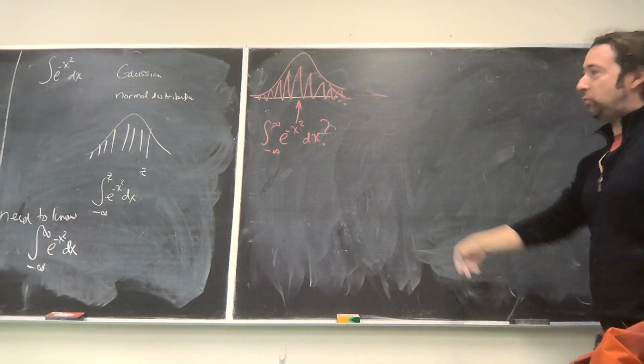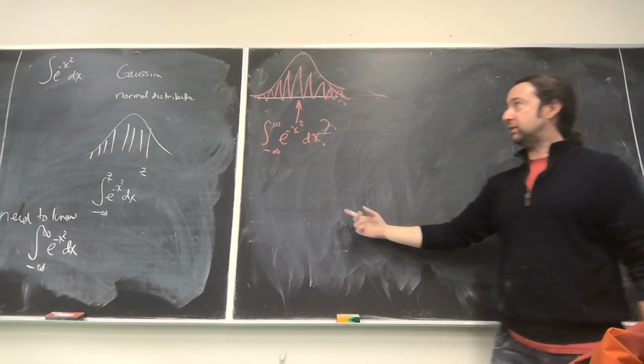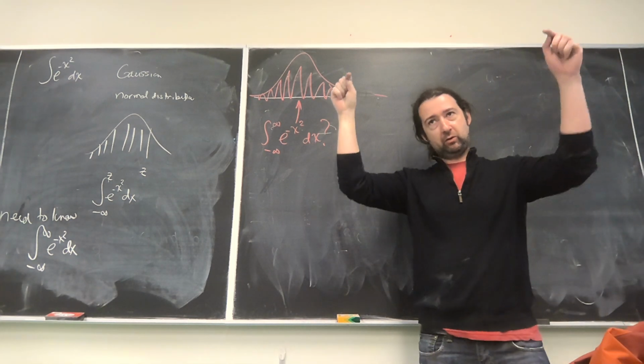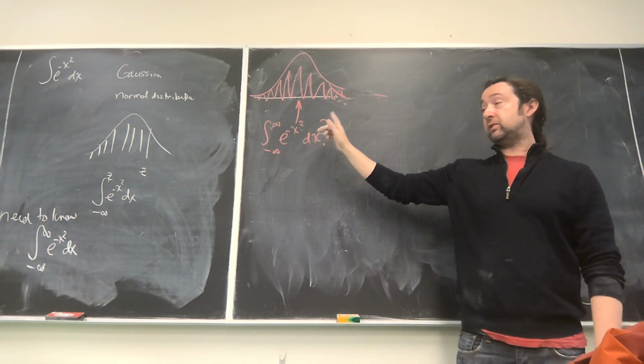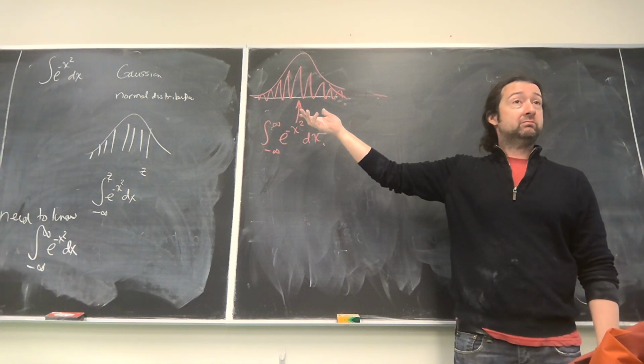Whatever that value is, it's definitely a thing that exists, because e to the minus x squared goes to 0 really fast. So I'm going to tell you up front, this is an improper integral that converges.